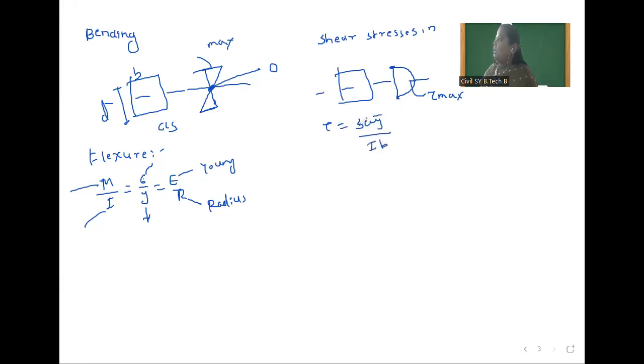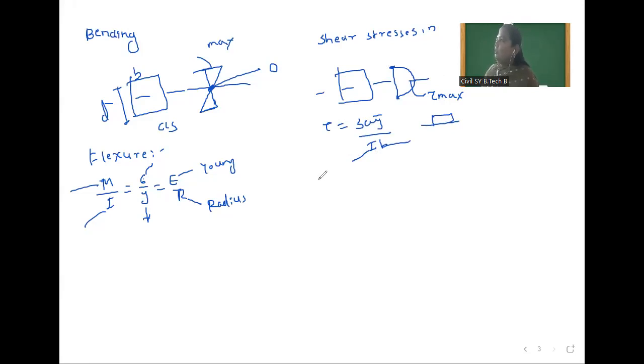After that we have derived one shear stress equation, tau, which is equal to S A y bar divided by I B. Nothing but shear force, A y bar, that is area into centroid of that particular section where you are going to find out shear stress. After that, I means moment of inertia and B is the width of that particular section. Okay, and we have solved numericals on it.